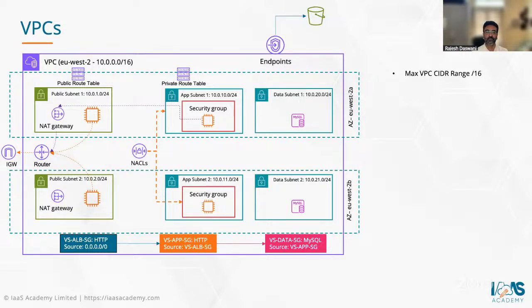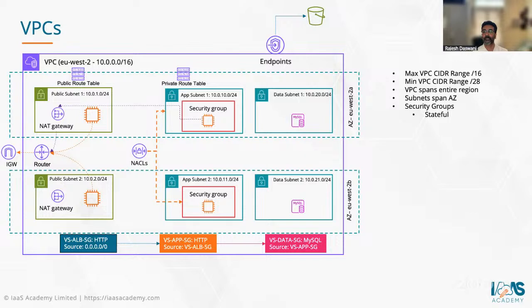Some key important points of your VPC is that the maximum VPC CIDR range is a /16, the minimum /28. VPC spans the entire region. I want you to remember that for the exam. Subnets span the availability zone only. So just be aware of that.